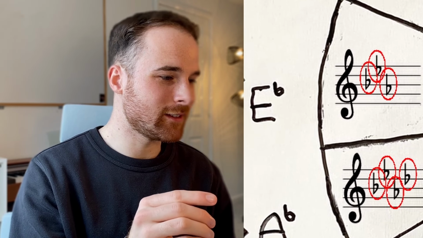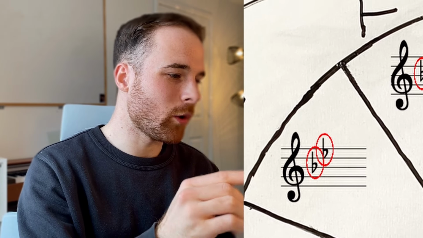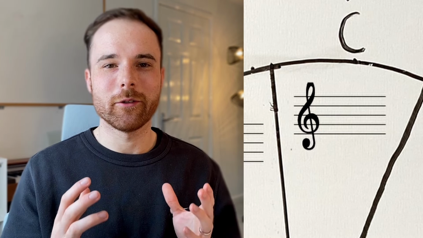Clockwise to the E flat, take away the D flat. Clockwise to the B flat, take away the A flat. Then clockwise to the F, take away the E flat, and then clockwise back to the C, which has 0 flats or sharps. If we move further in the circle now, we'll get onto the relative minor.